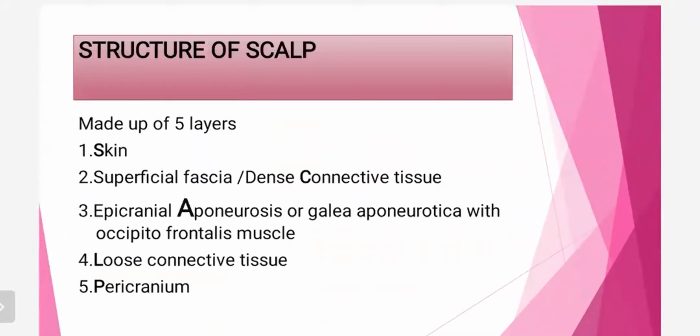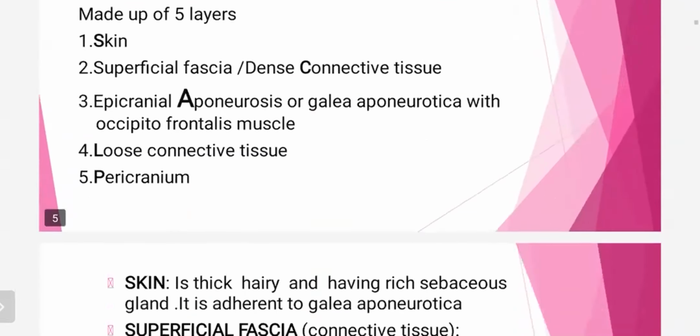So skin diseases can also manifest in the scalp. Then the superficial fascia or dense connective tissue, which has a very good nerve supply, and the epicranial aponeurosis, the galea aponeurotica. This galea aponeurotica is responsible for moving the scalp skin over the cranial vault. That is a voluntary movement that we can perform, and then comes the loose connective tissue and pericranium.